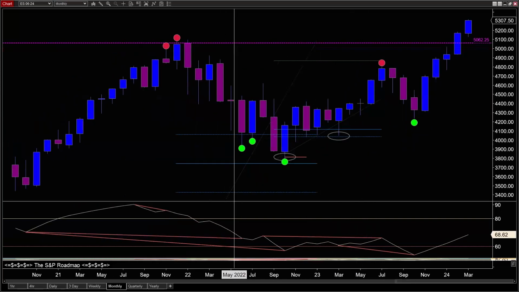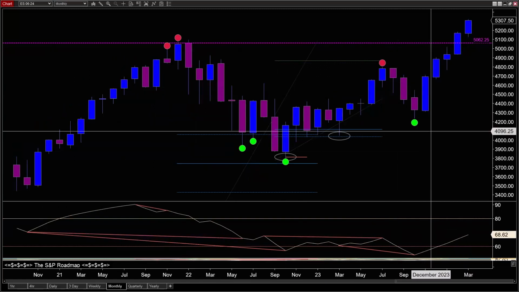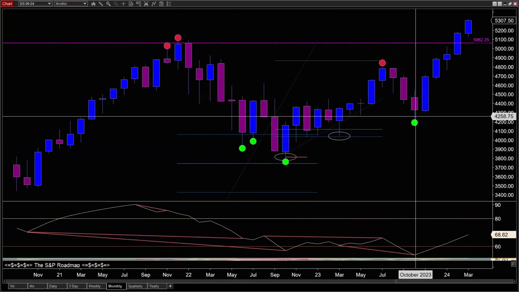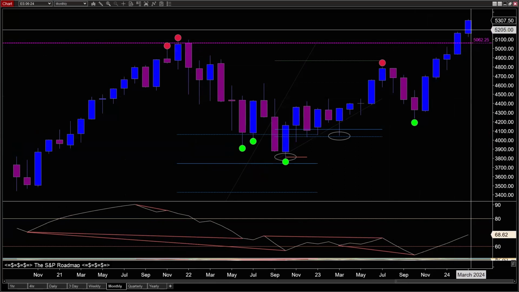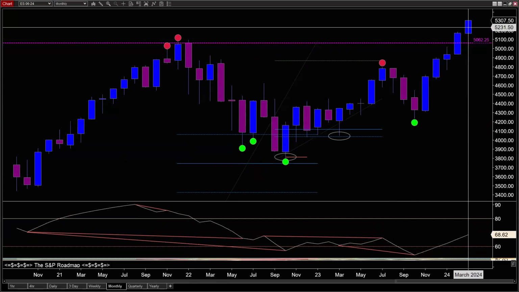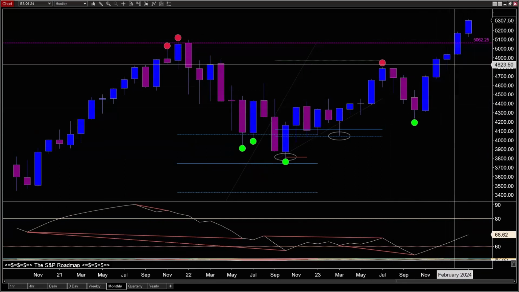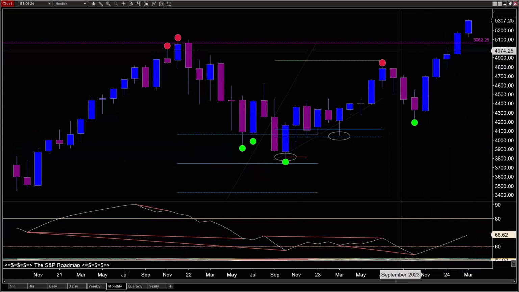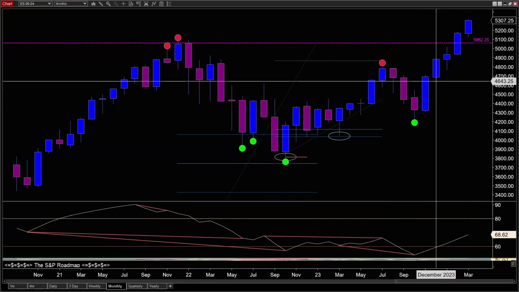So this is what I see here on the monthly. Part of my bias coming into the open is that we're in a very strong market. I don't have any overt clues for the bears currently on this monthly chart.